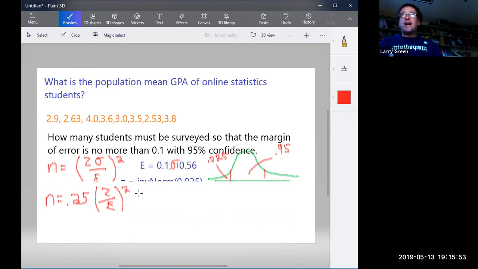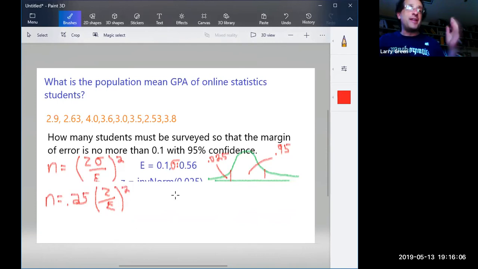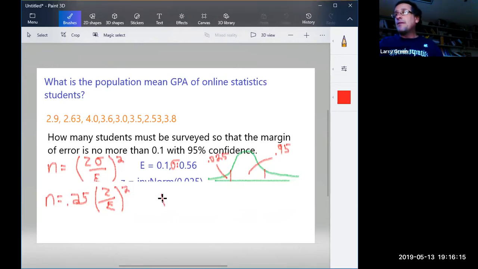And 0.25 is just there. Trust me, it's always there. On the other hand, let's suppose we wanted to do another study. And remember, we had 47% in this first study. And maybe we're going to do a study next month to see if it's any different. So if we have a preliminary estimate, we have a different formula.